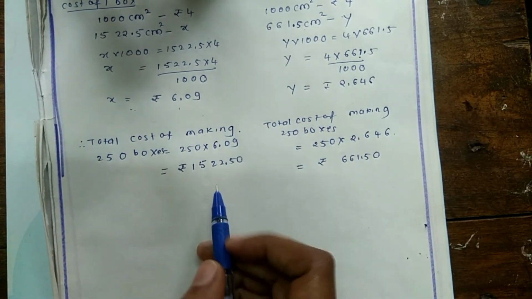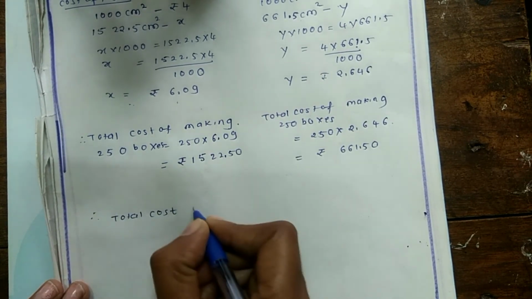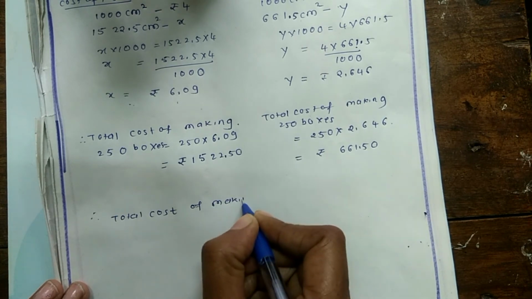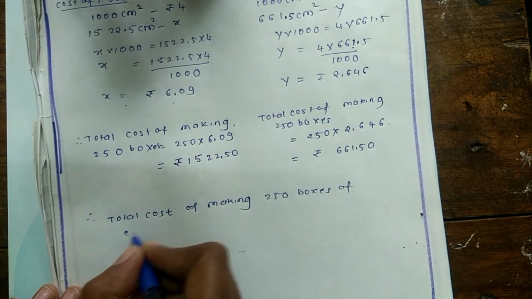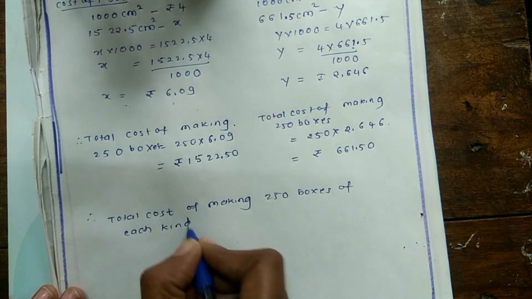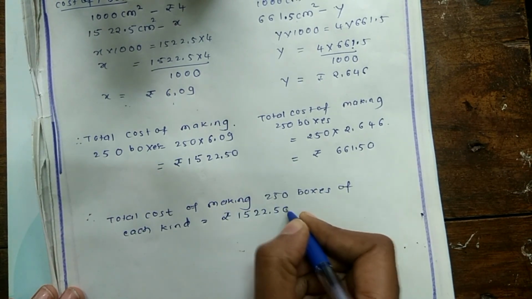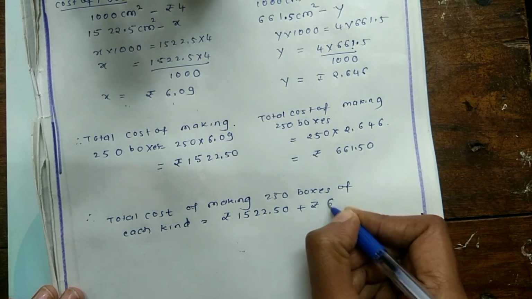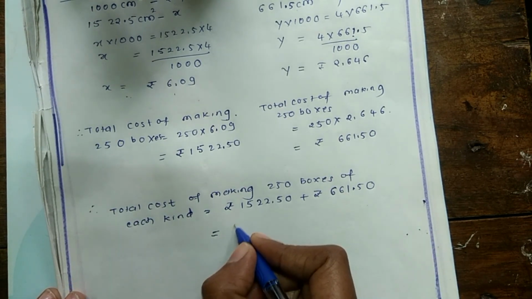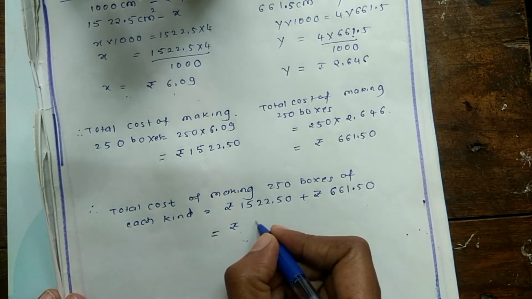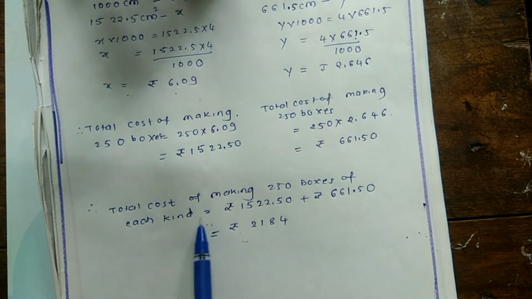Next, they have asked the total cost of making both the boxes, 250 of each box. So finally we'll find out the total cost of making 250 boxes of each type or each kind. So just we have to add these: rupees 1522.50 plus rupees 661.50. You can add them, so you'll get 2184. So this is the final cost of both the boxes.